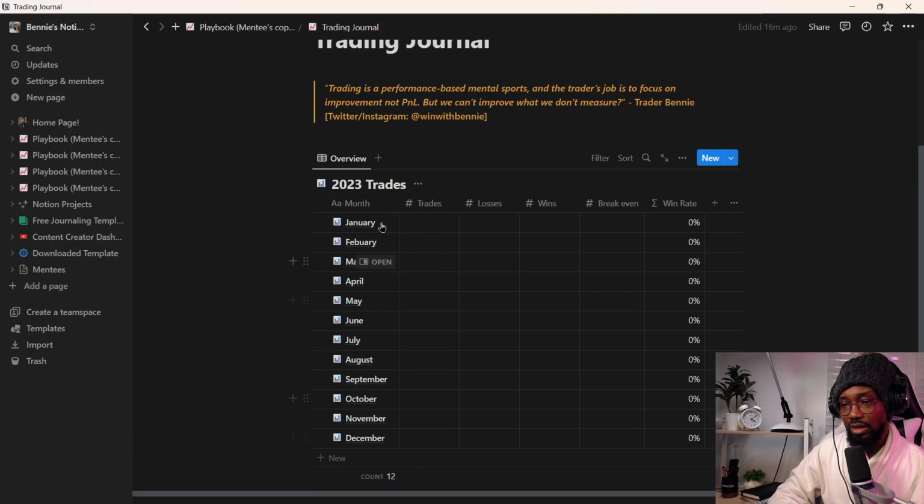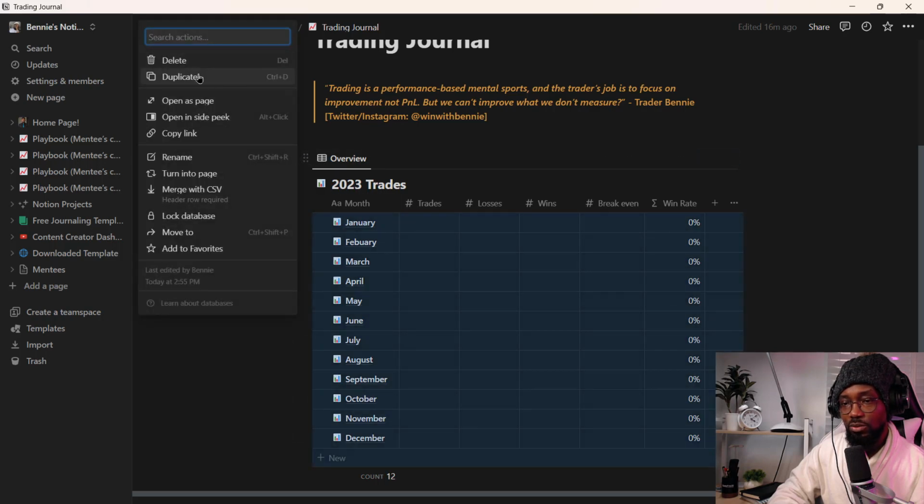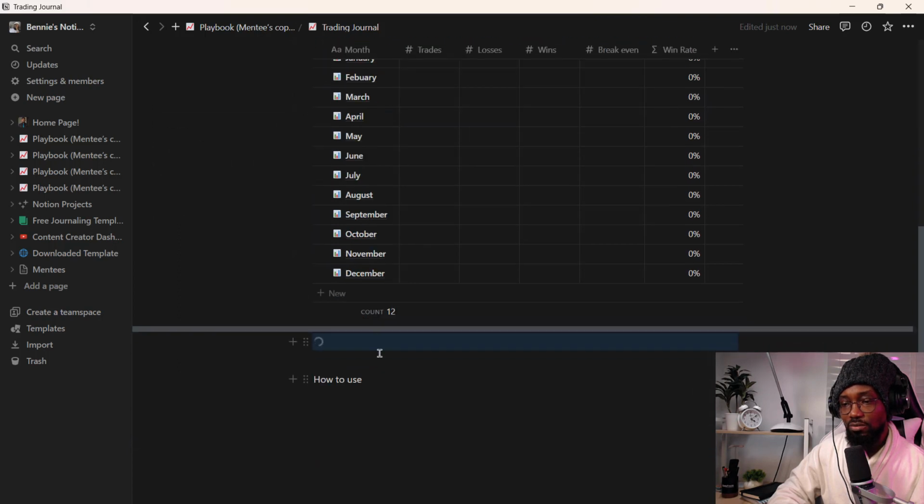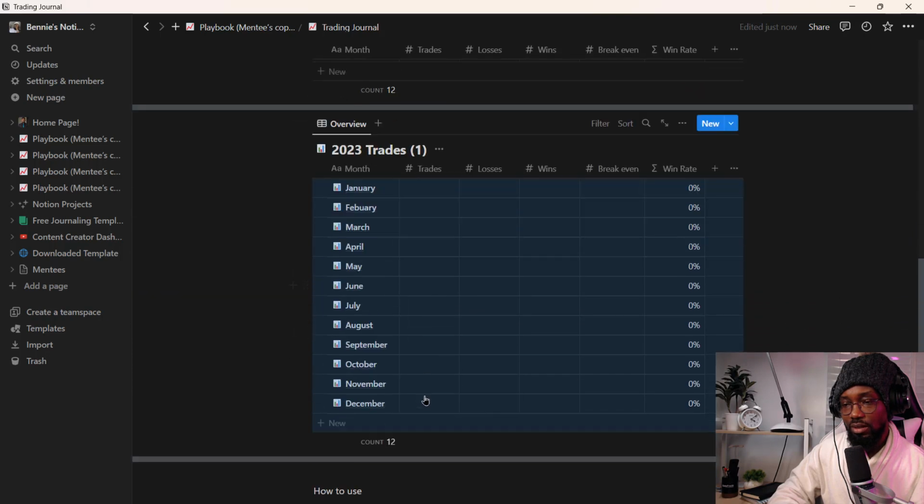the months of the year. This is 2023, and you can easily duplicate this by coming here. You click on this and then you duplicate. Once you duplicate, you can have maybe 2024, 2025, like that. All right, so you can see it's still loading, right? It's trying to duplicate the data here.